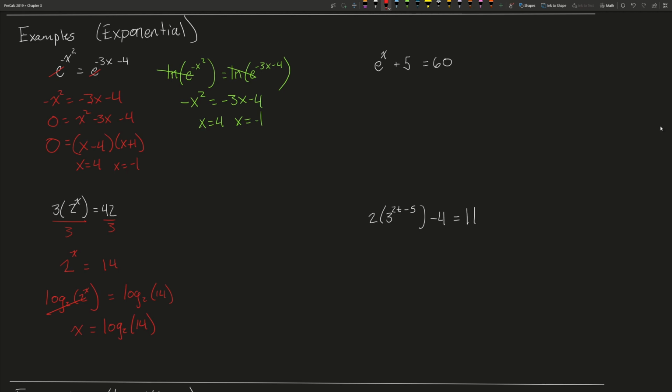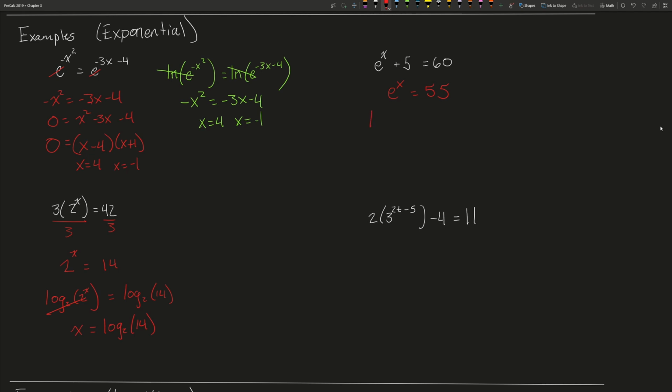The next one says e to the power of x plus 5 is equal to 60. Again, we got to get rid of this plus 5 on the outside. So e to the power of x will equal 55. And then we need to cancel out this e. So again, we have to take the natural log on both sides, or log base e.